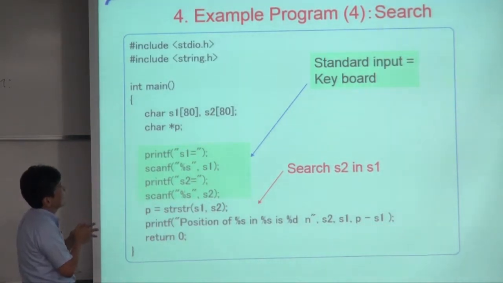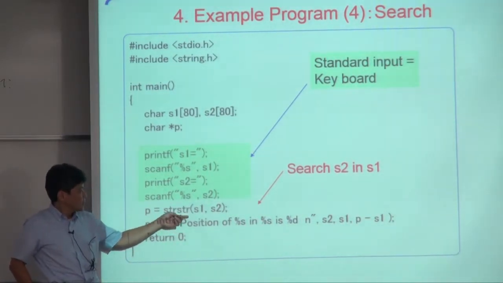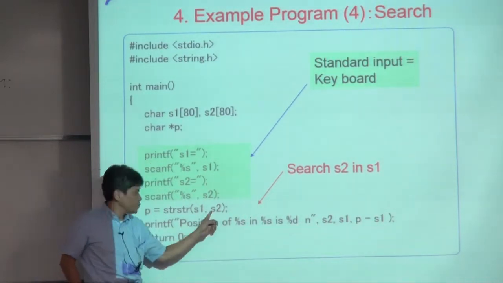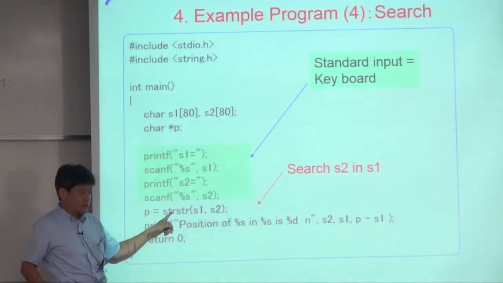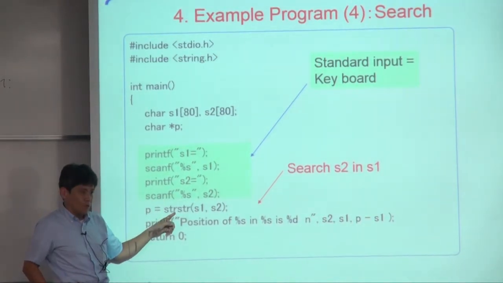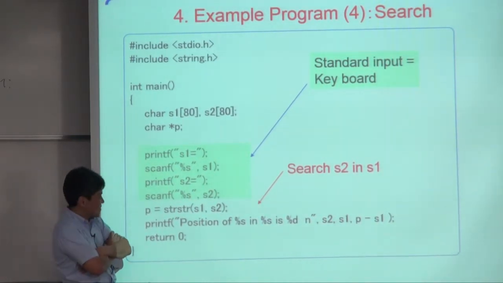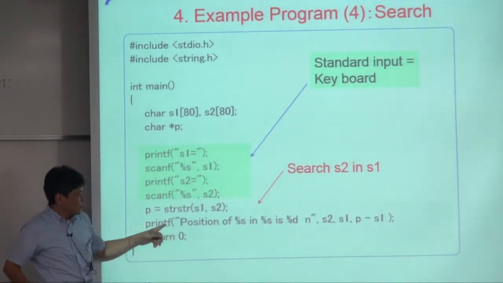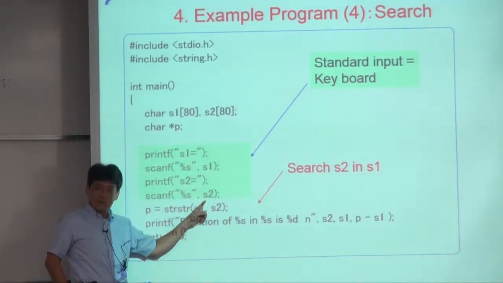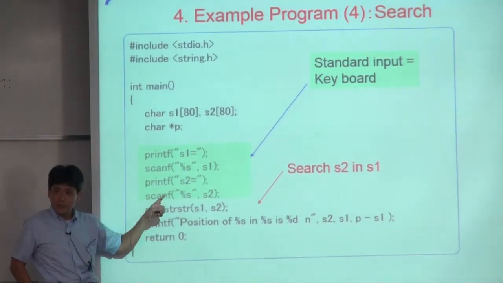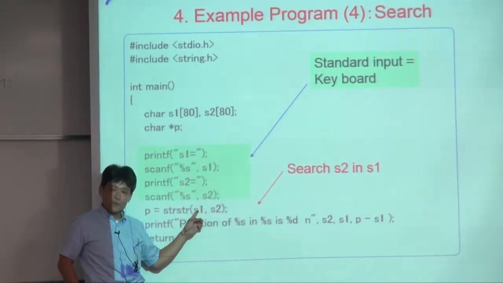The fourth example is how to use the search string function. You can enter two strings. If this string is included inside this string, the return value of this function is not 0, non-zero. Just a moment, I will check this later. If this string is included inside this string, this function returns the position of this string inside this string.